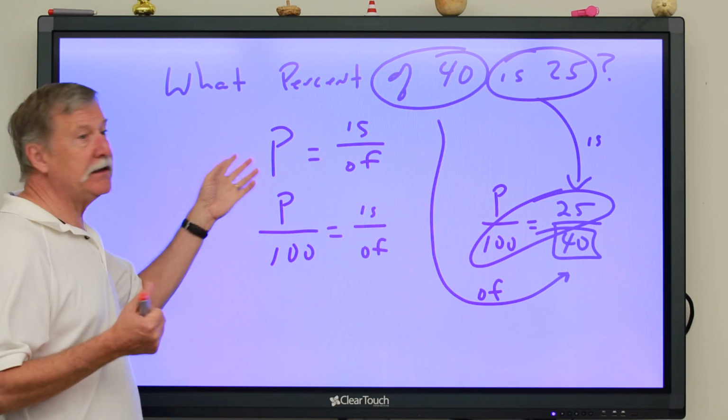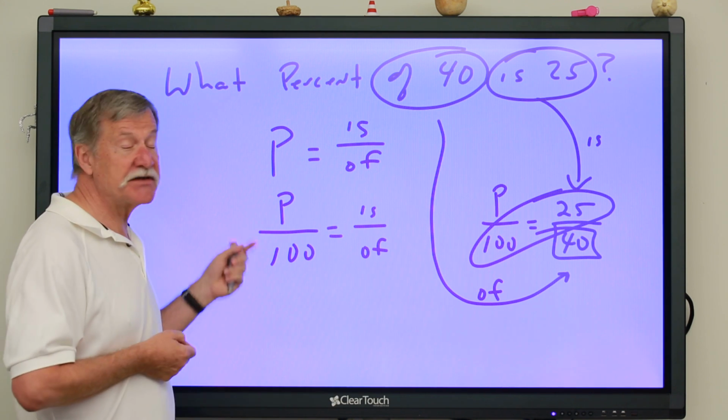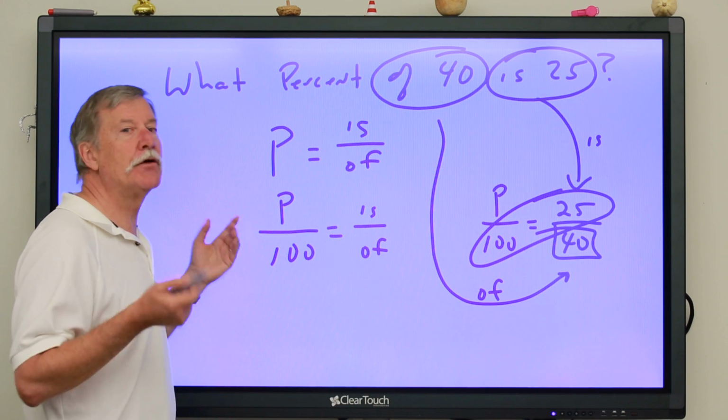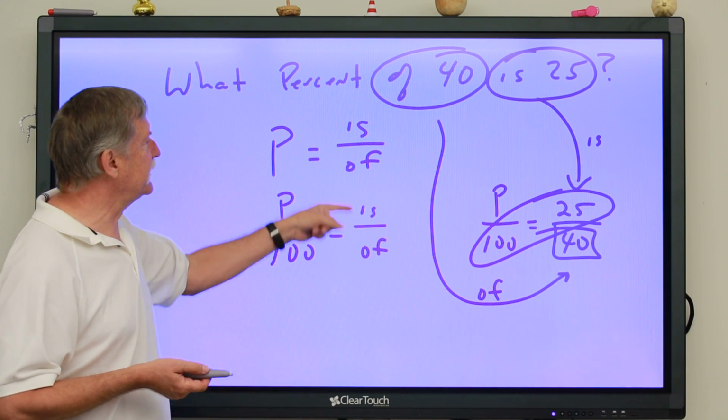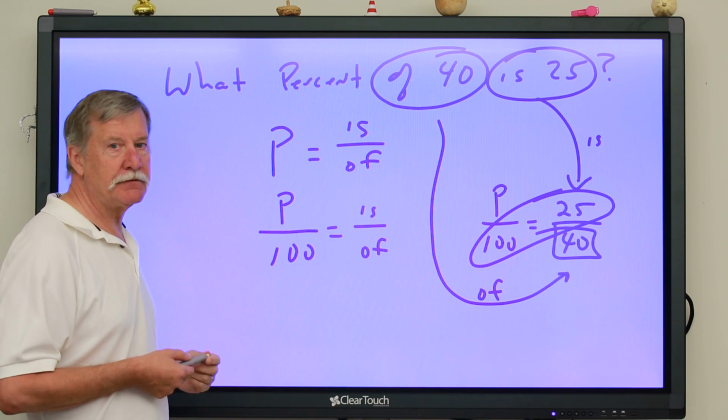And P, a percent, remember, is just a fraction. It's just the percentage, except the denominator is always the same for a percent. It's always some percentage over 100. And so we're going to take advantage of this P over 100 equals is over of.